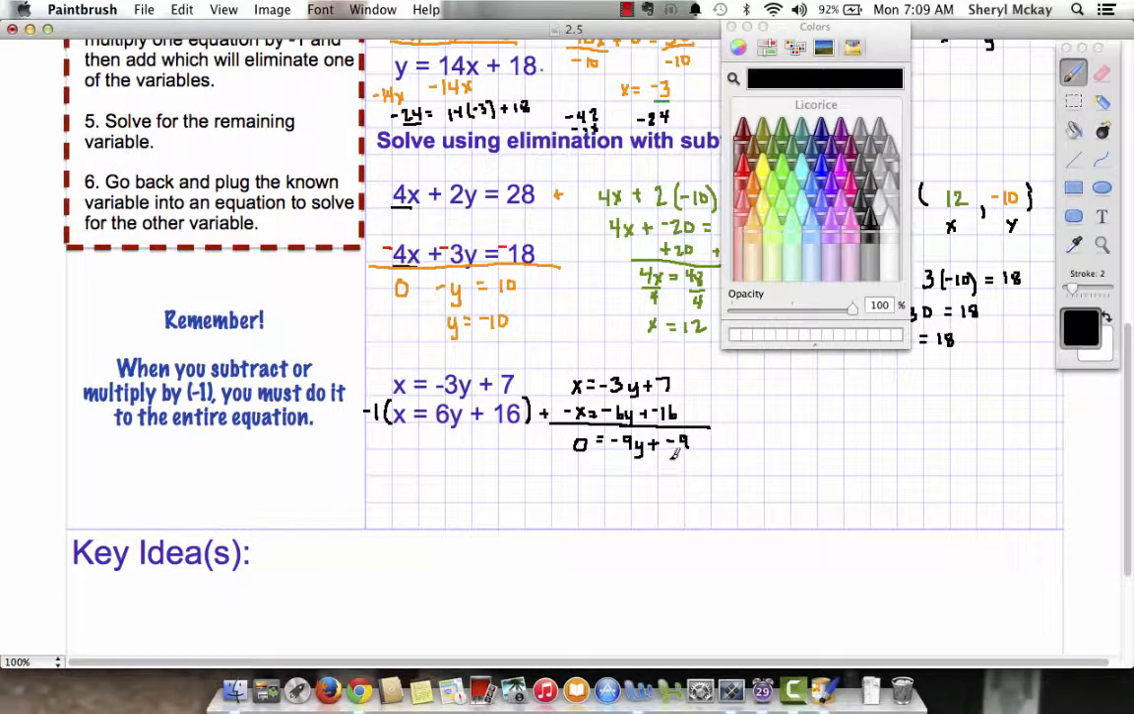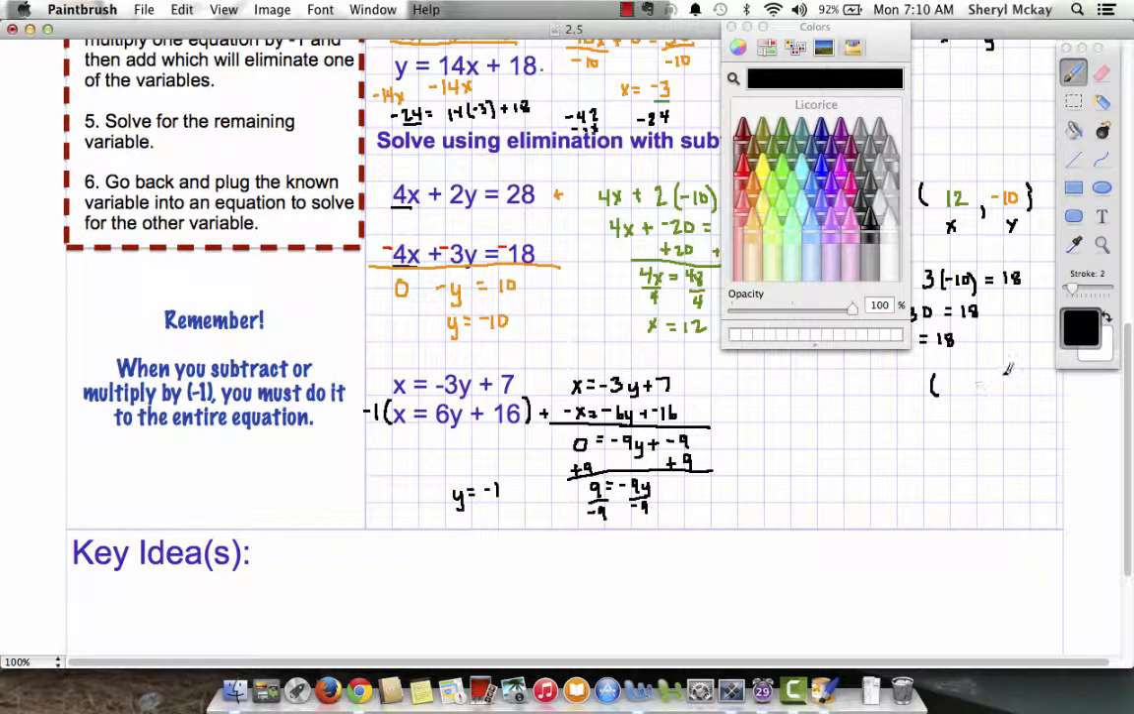Okay, so how'd you do? Did you add the 9 to both sides and end up with 9 equals -9y? Divide by -9, and you get y equals -1. I hope so. Let's go ahead and put it over here. And we'll say y is -1. Now you go back and you pick one of the two equations, plug -1 in for y, and see what you come up with.